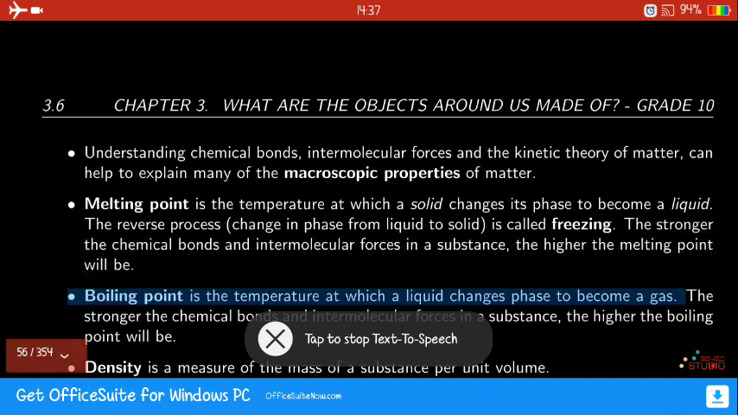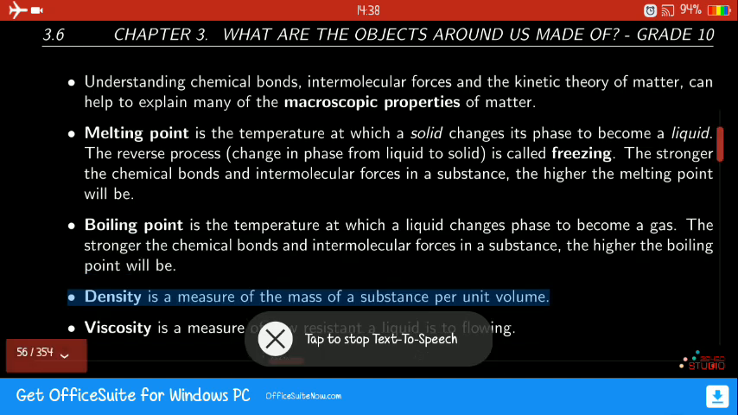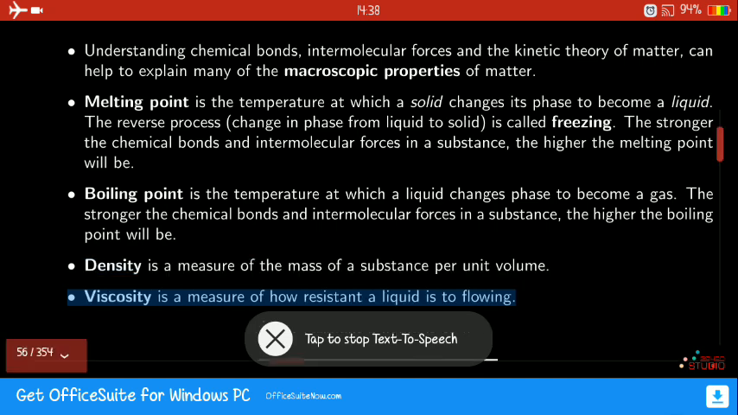Boiling point is the temperature at which a liquid changes phase to become a gas. The stronger the chemical bonds and intermolecular forces in a substance, the higher the boiling point will be. Density is a measure of the mass of a substance per unit volume. Viscosity is a measure of how resistant a liquid is to flowing.